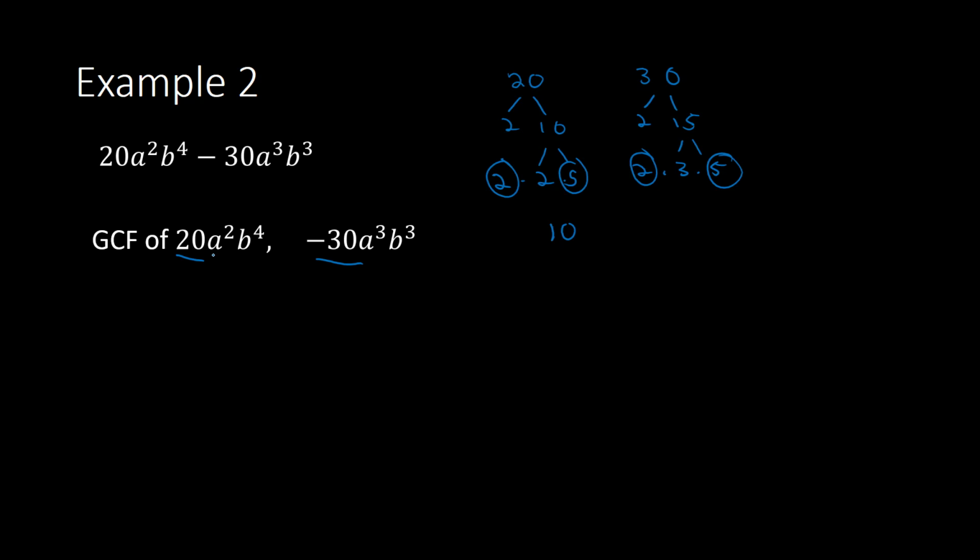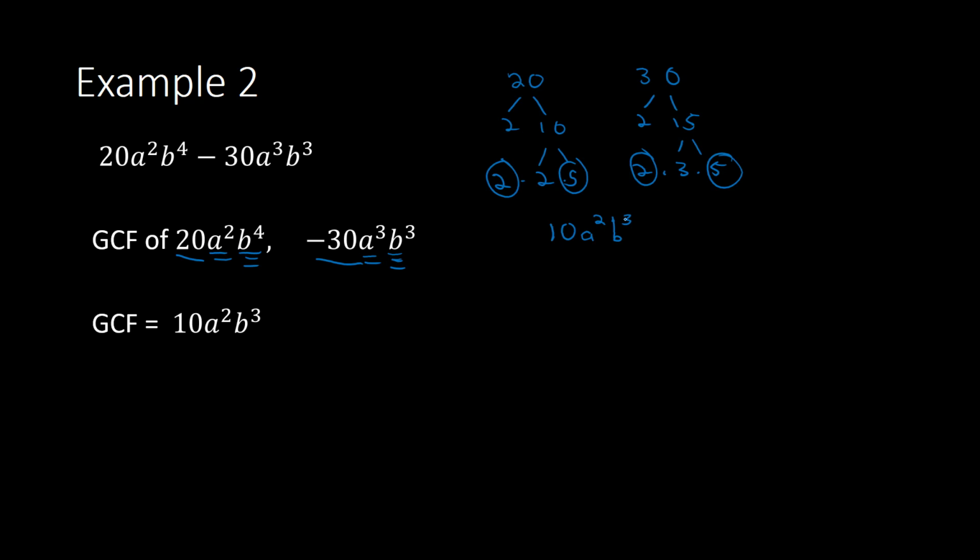Now looking at the variables, we have a squared and a to the third. So looking at the a's, we ask, what do those have in common? Well, they both have 2 a's in common. So we have a squared as part of the GCF. And then the b's, here we have b to the 4th power. Here we have b to the 3rd power. What do they have in common? Well, they both have 3 b's, so they have a b cubed in common. So my GCF would be 10a squared b to the 3rd power.